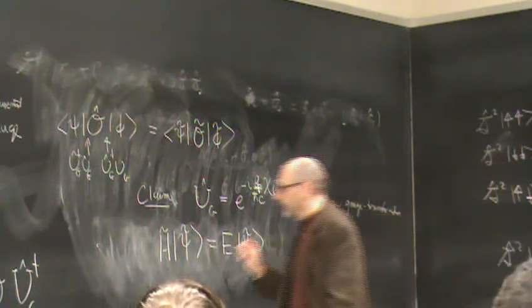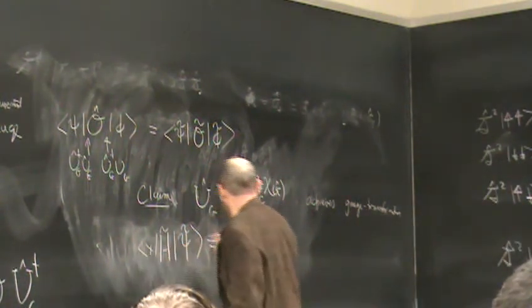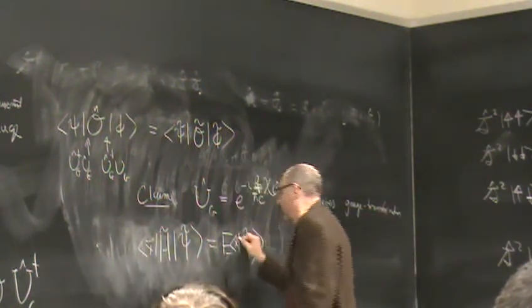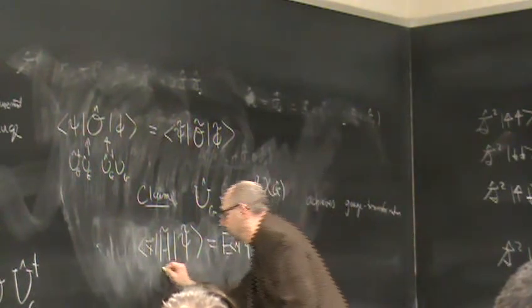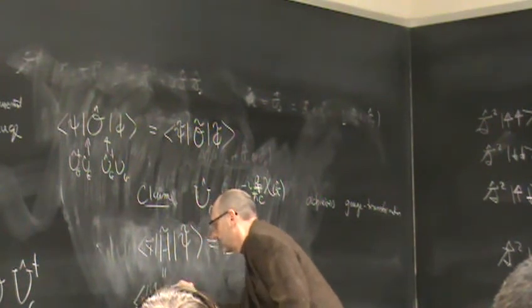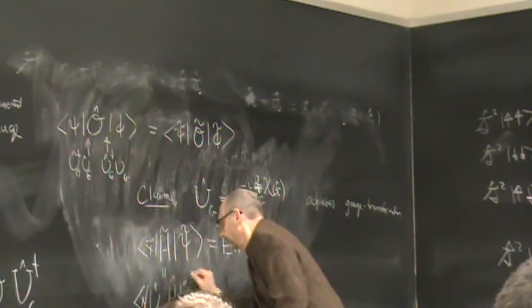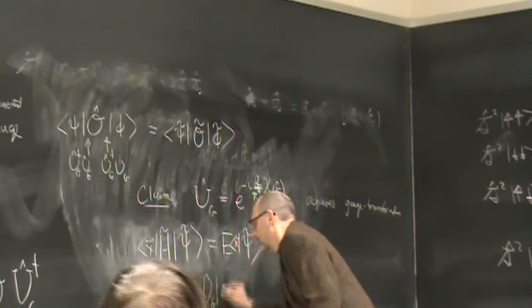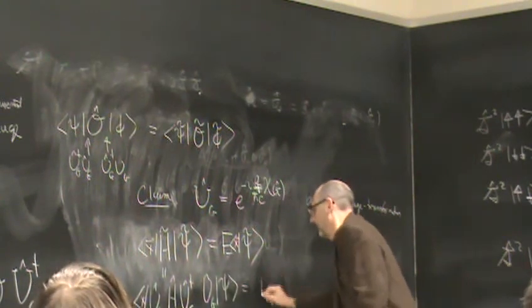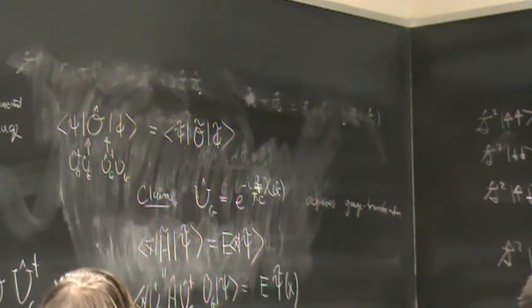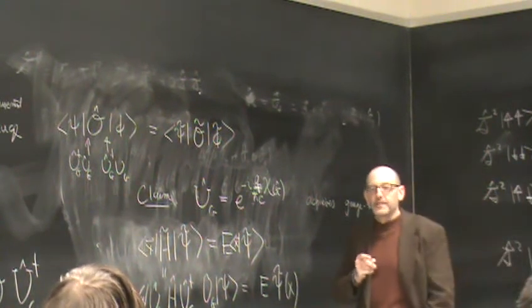And now let me look at the position representation of this. Okay. So, what does that equal? So this is U_G H U_G dagger. U_G psi is equal to e to the i chi of x. Are you looking at it in x or the k basis? Doesn't make a difference because that's an overall phase.